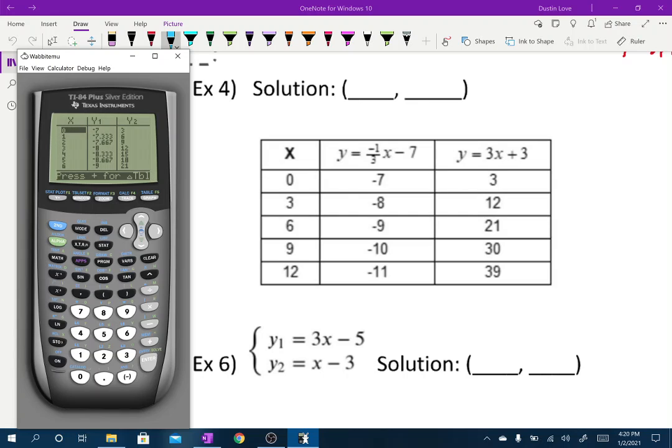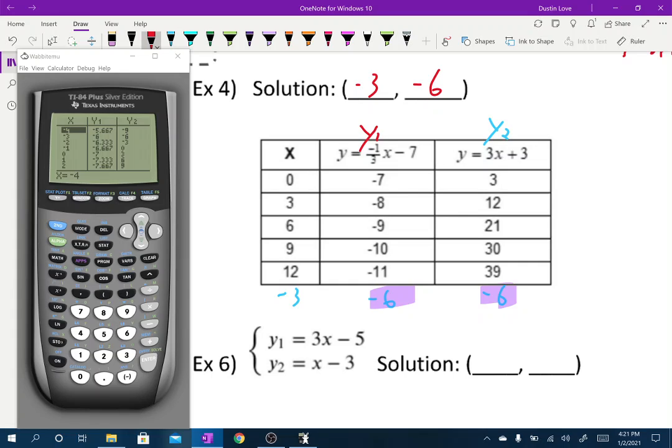Now, when we do that, the first one we typed in is going to be y1. The second one we typed in is y2. So you can see we've got the negative 7, 3. If we go down to 3, we got negative 8, 12. And if I were just to press the down arrow and scroll through this table, it looks like these numbers are getting farther and farther apart. So what if I went the other direction? What if I went up and looked at the table? Oh, sure enough, if I went to negative 3, I would get negative 6 and negative 6, and that would be the solution that I'm looking for. So my solution here is negative 3 and then negative 6.